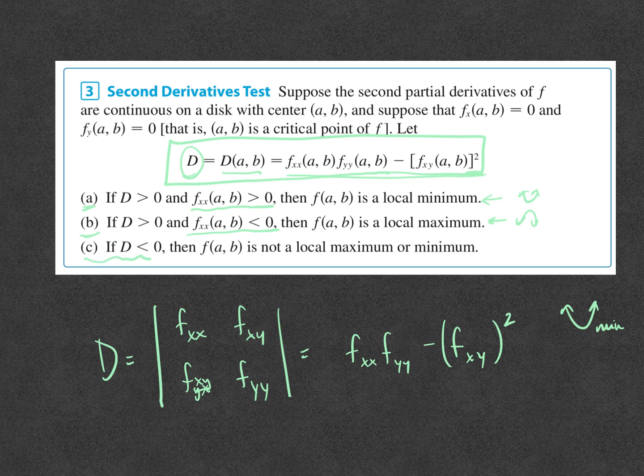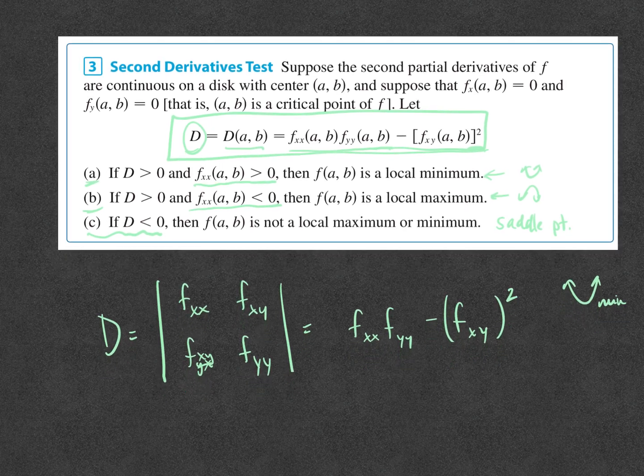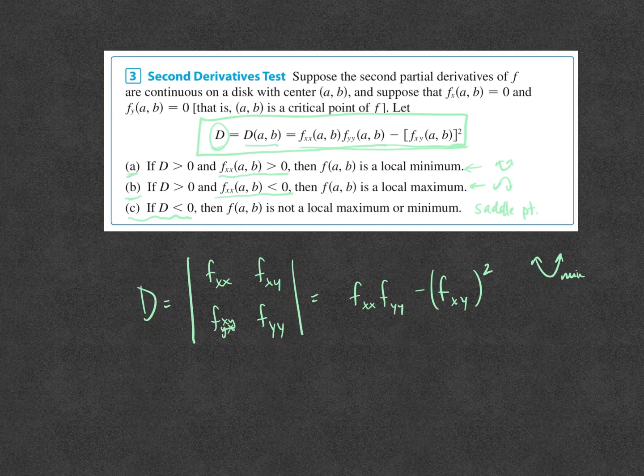And your third case is if D is less than 0, then you have a saddle point. You do not have a maximum or a minimum. So those are your three cases. If D is positive, I would cut this down into two cases. And I would say case one, if D is positive, then you have two cases under here.